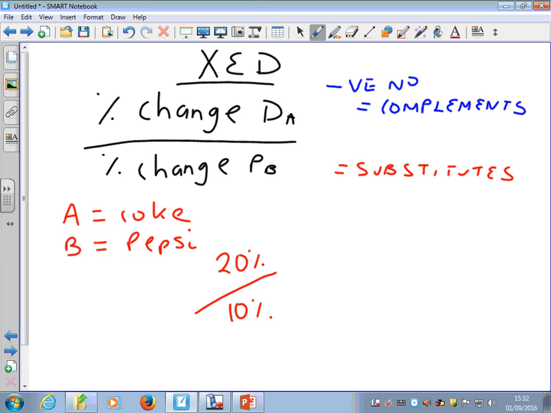Think about why. If Pepsi is now more expensive, people like me that walk into the supermarket might think, you know what, Pepsi is now more expensive, I'm going to go and buy the Coca-Cola instead. In this example, I've got a score of 2. So if I get a positive number, then I'm dealing with a substitute good.